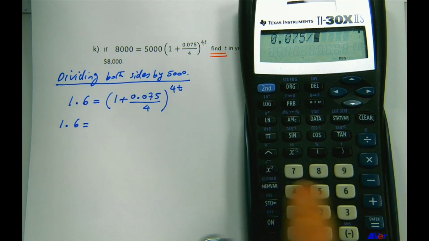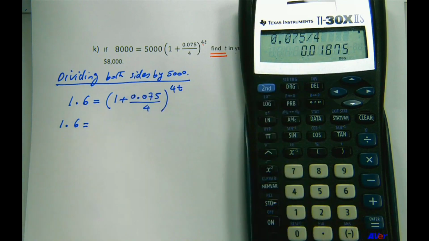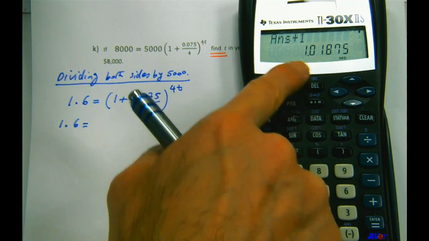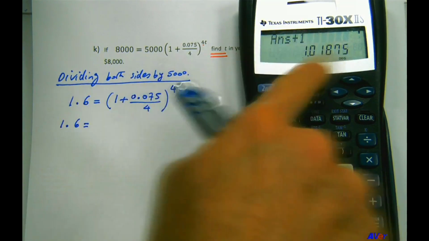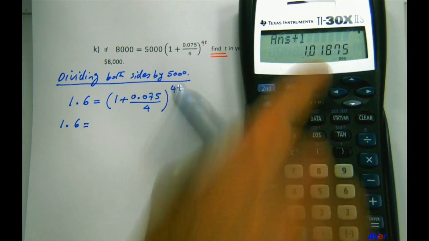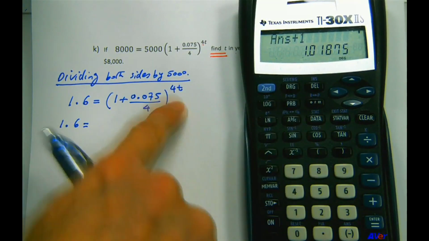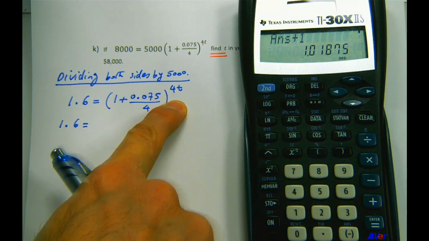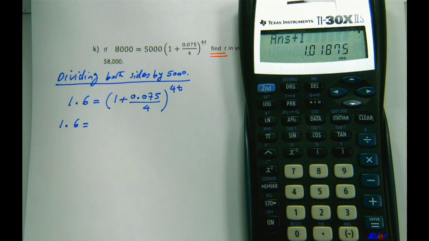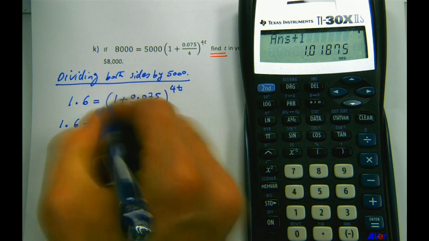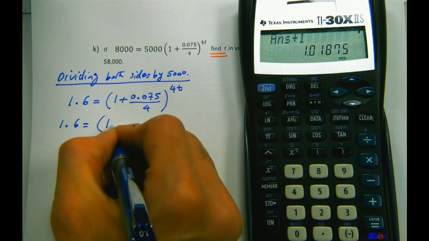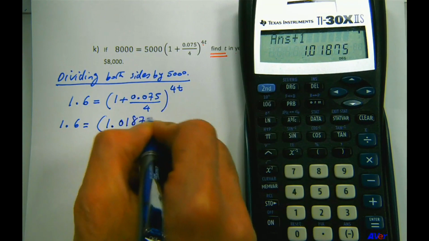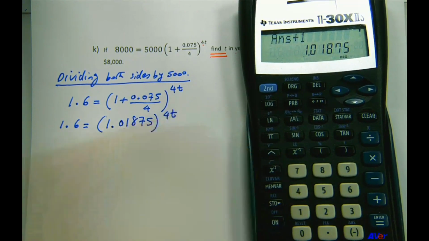0.075 divided by 4 is that quantity. Let's add 1 to it. And we have all that. I'm going to keep all that. I'm not going to round this to 1.02 because this is an exponential function, and if you round too much too early when working with exponential functions, your final answer is going to be way off. So you don't want to do that. So I'm going to keep all of that. 1.01875 to the 4t power.